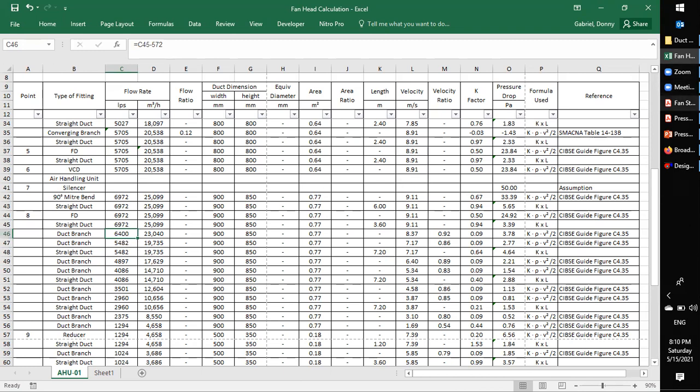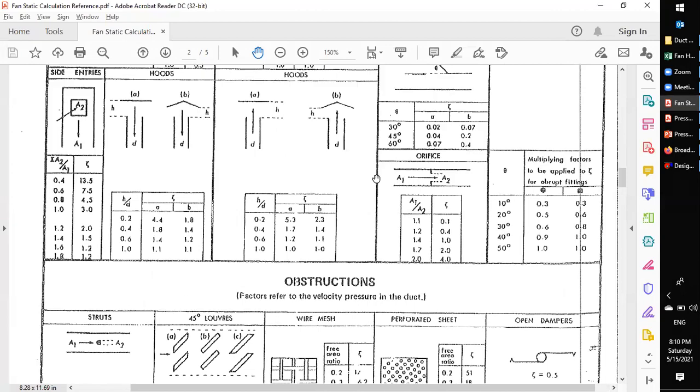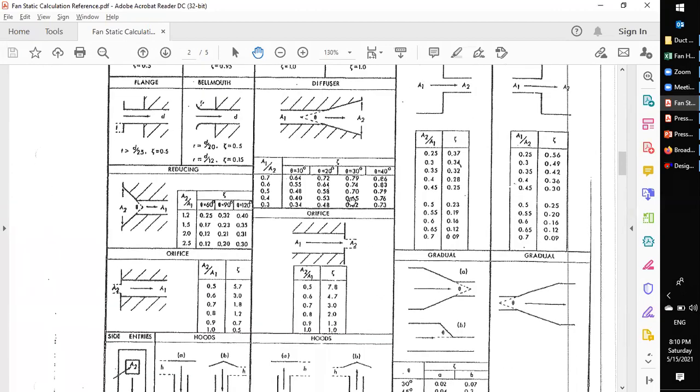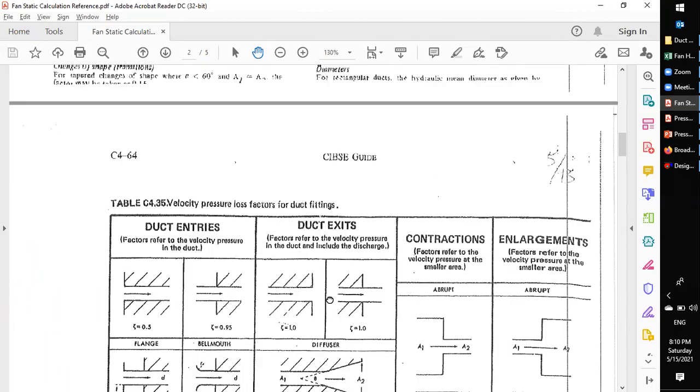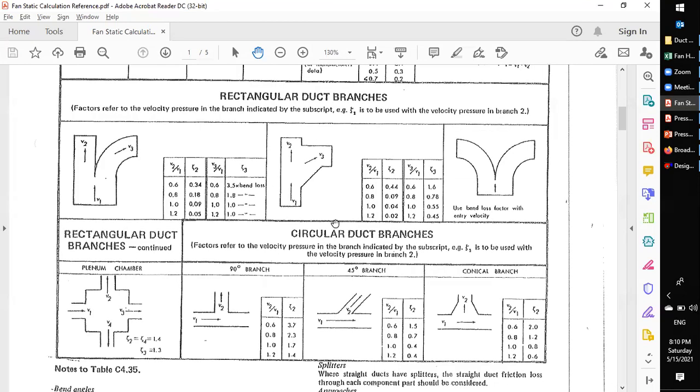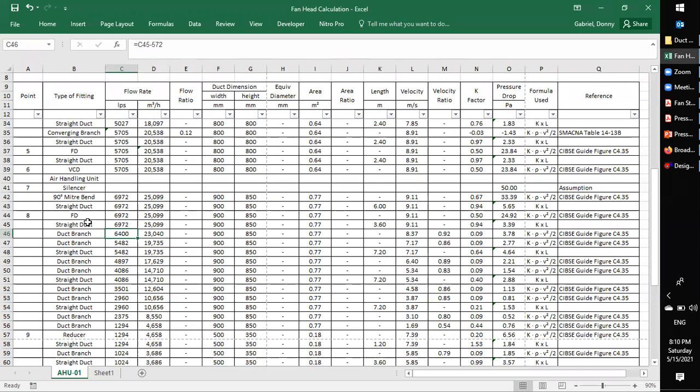So what are we going to do now? Let's go back to our SIPSE guide. There, rectangular duct branches. Our duct branch is of this type. You can also use different types of duct branches, but our calculation shows this one. So based on this, what we want to know is the velocity ratio.